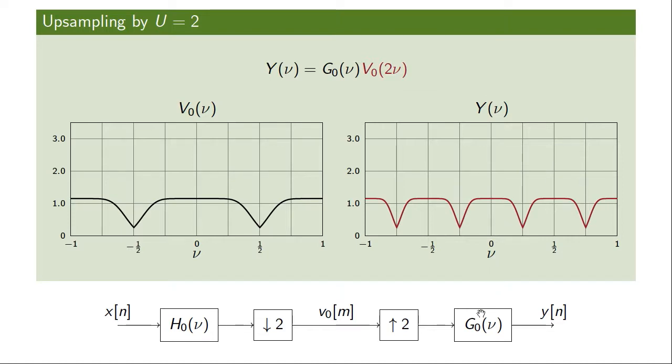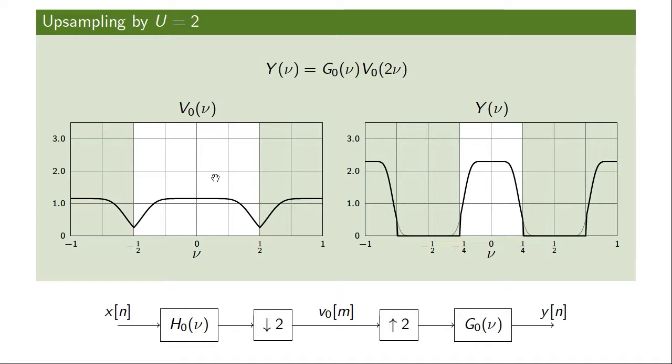But then that is followed by a low-pass filter which removes the high frequency components. And if you remember, in the upsampler or the interpolator, we didn't just have a low-pass filter, but we also had a gain of 2, which doubles the amplitude of the output signal. And this gives us the following signal. So the following signal is simply the frequency range of v0 of nu squeezed together into the range of -1/4 to 1/4 and also corrected in amplitude.